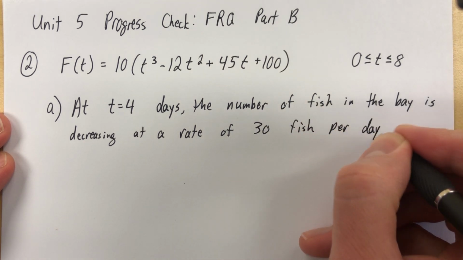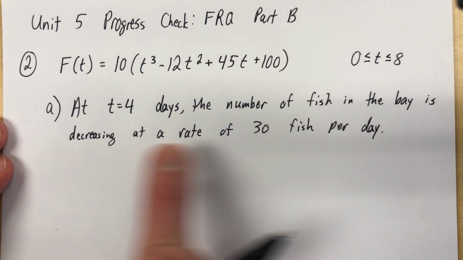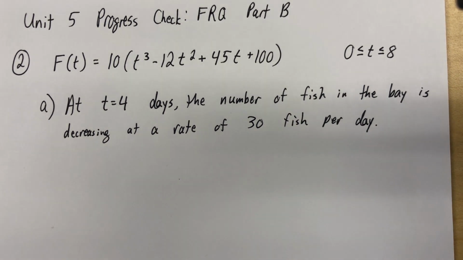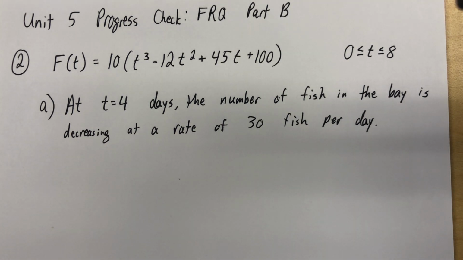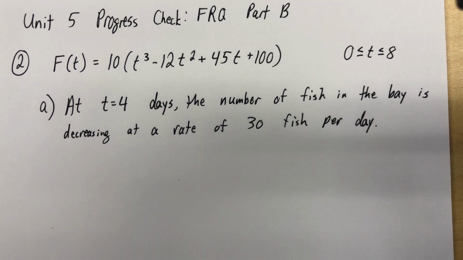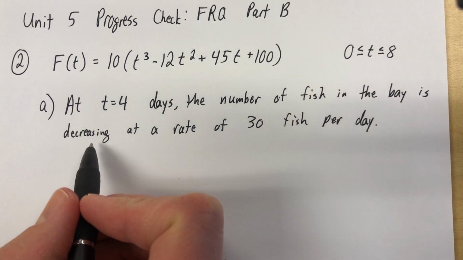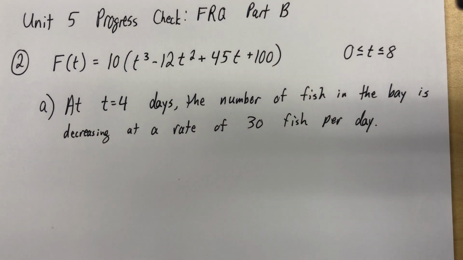Let me warn you about something. Don't put decreasing at a rate of negative 30, because then you've double used your negative. That's like it's going down by a negative. That would mean it's increasing. So don't do that. You can put your negative in the number, or you can put your negative implied in the word decreasing, but don't use it twice.